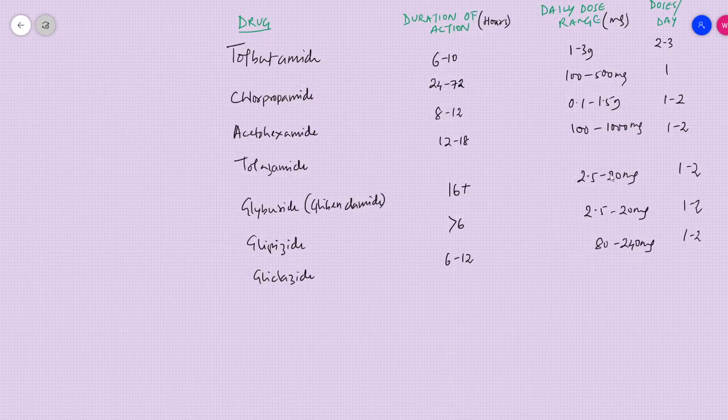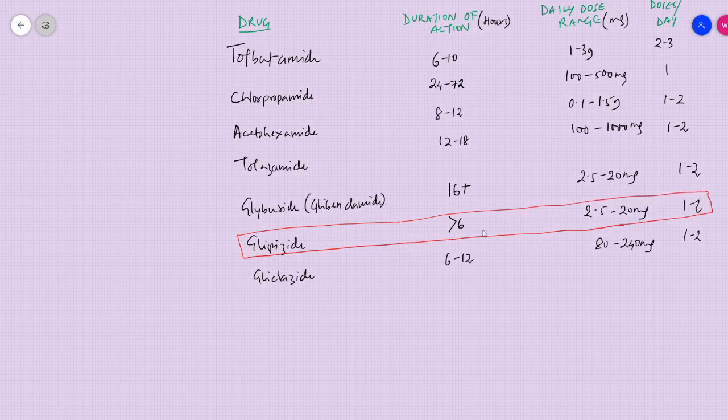Now if we look at this data, what do we understand? The shortest acting drug among the second generation agents is glipizide. Because it has a very short duration of action, the adverse effect profile would be less, so it causes the least hypoglycemia of the drugs that we have discussed.